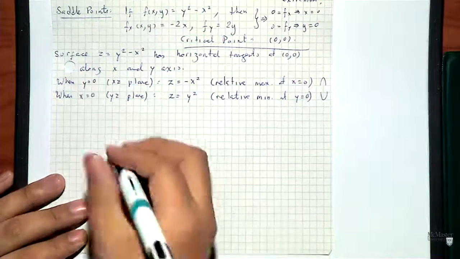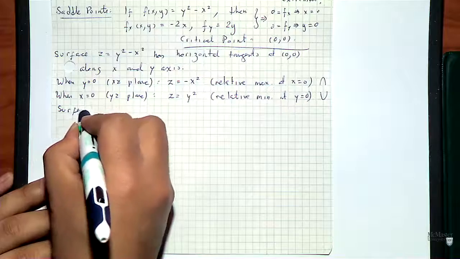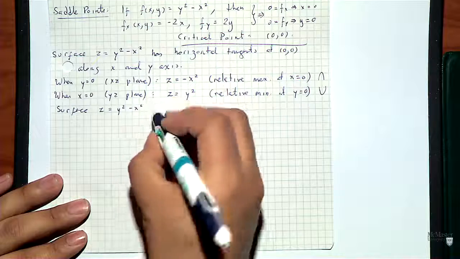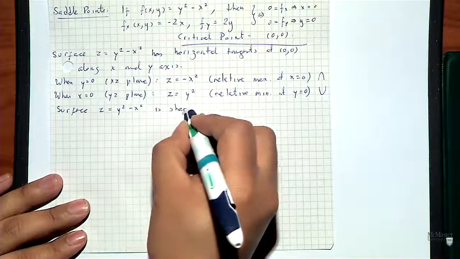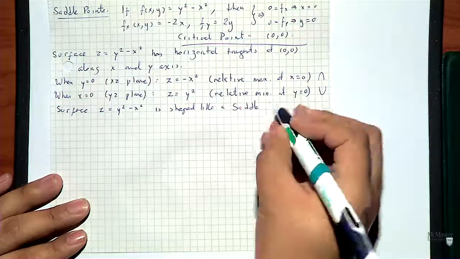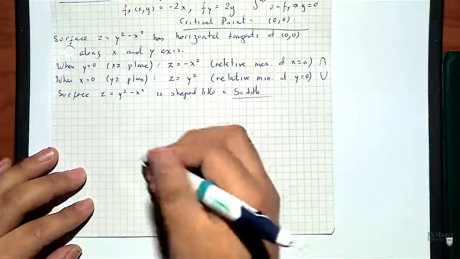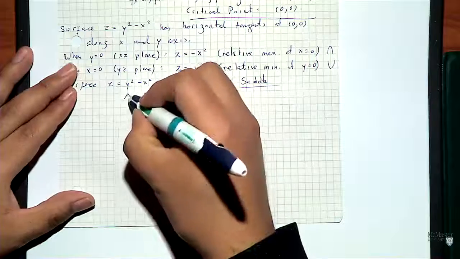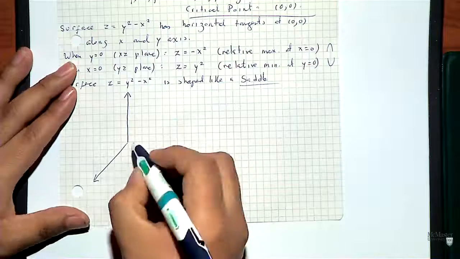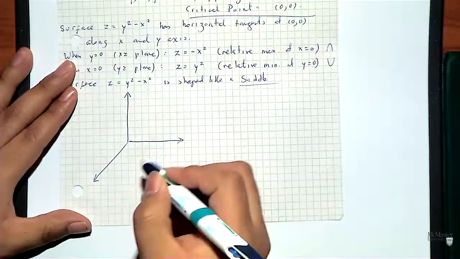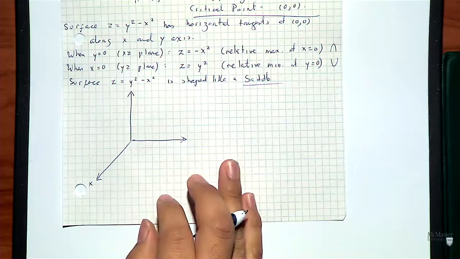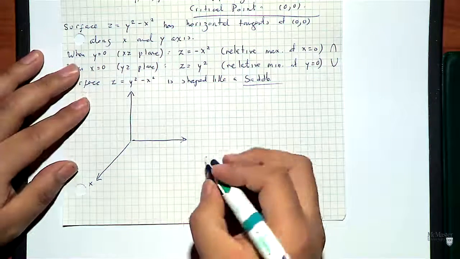So, as I had mentioned before, the surface z equal to y squared minus x squared is shaped like a saddle. I'm pretty sure you have seen a saddle before, but I don't know if you had made the observation that it has basically two orthogonal directions in which you either go up or you go down, depending on the direction.